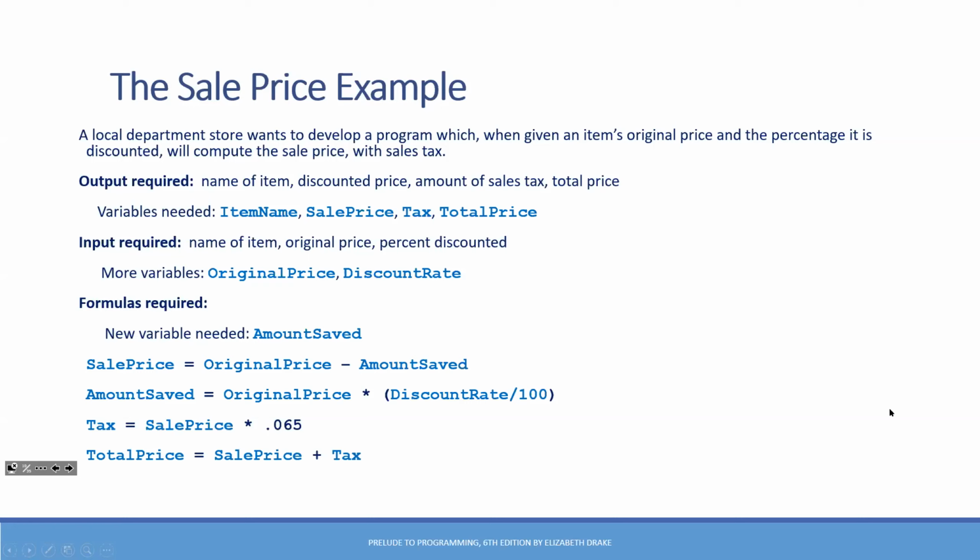What's the end result? The end result here is that we need to see this data. So how can we work our way backwards to figure out how to get that data to our users? Well, first of all, we're going to need some of this information to be given to us so that we can figure it out. We're going to need probably the name of the item, which they left out here. We're going to need what the original price is.